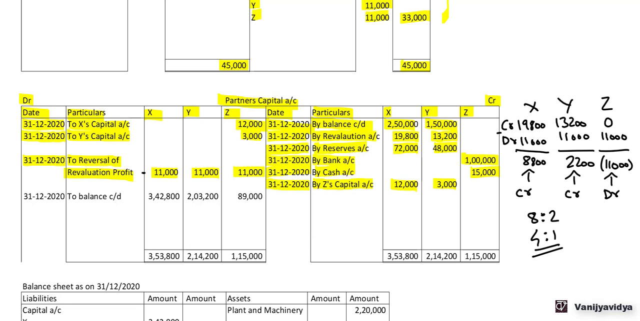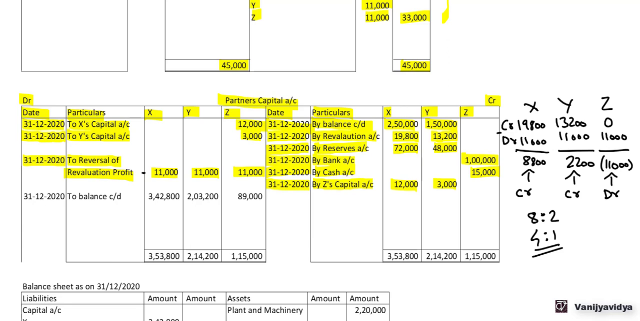Instead of sharing a total profit of 19,800 and 13,200, they have only shared 8,800 and 2,200, and that 8,800 and 2,200 is borne by Z. It is similar to your adjustment of goodwill, wherein Z has contributed to them the profit in their sacrifice ratio, because he is admitted to the new firm and he has gained because of this.